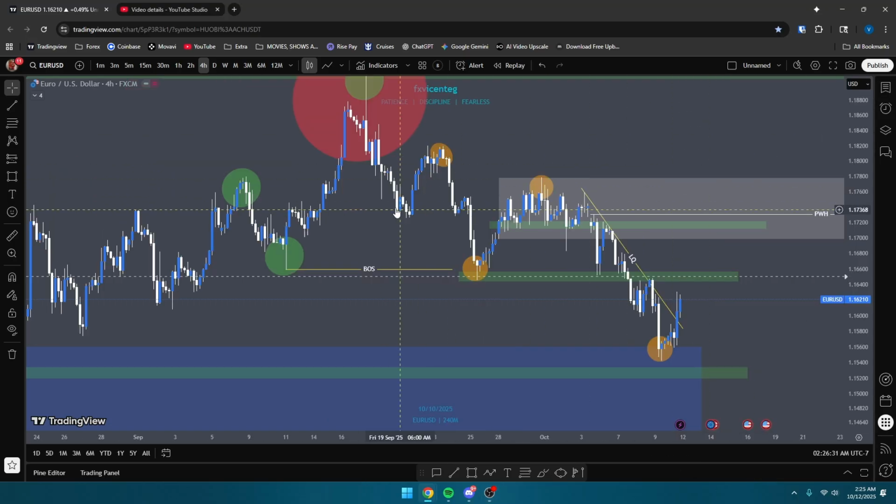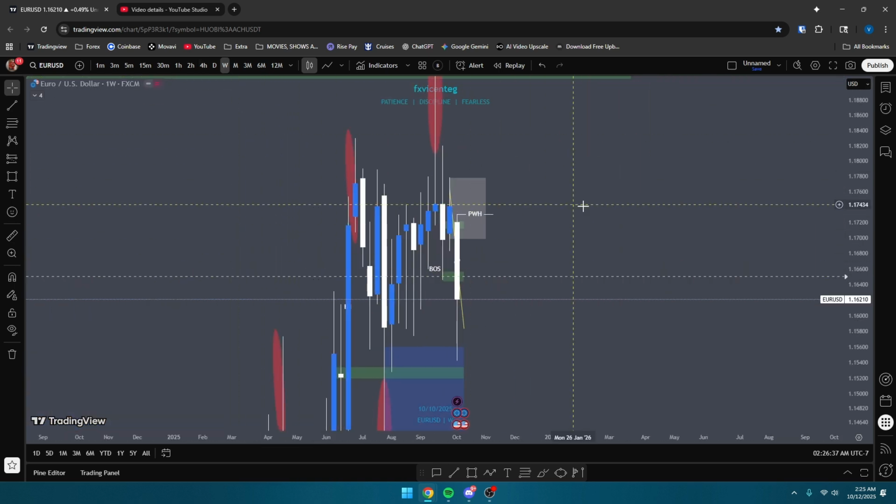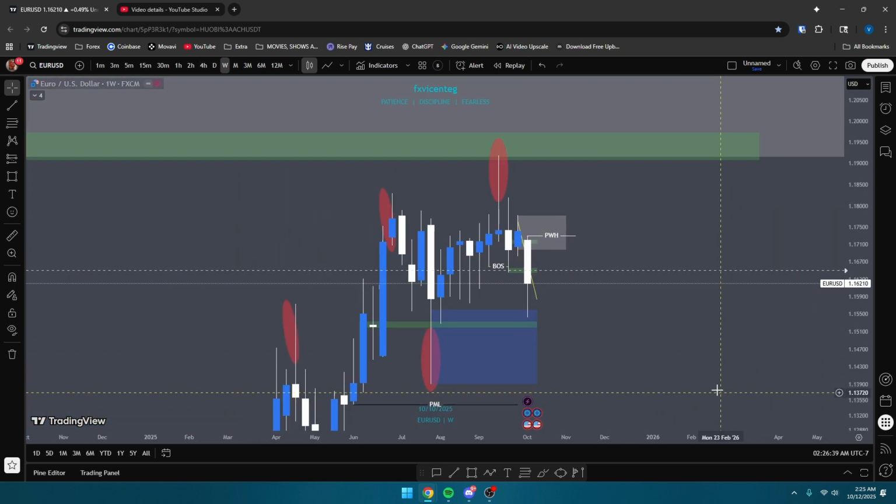So Euro USD. As always, I always start off on the weekly time frame. This is my main time frame, and the reason why this is my main time frame is because you want to see how the previous weekly candle closed. I always do my analysis before the market opens. Of course, I see that this candle closed very bearish, and we did get a little bit of a wick, but overall it's still the bearish engulfing in control.